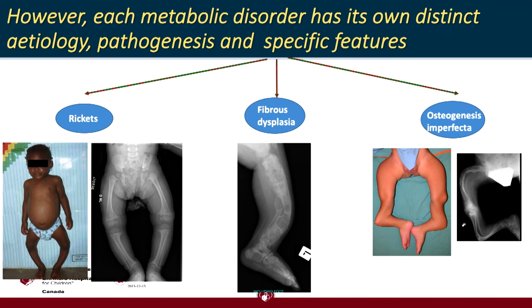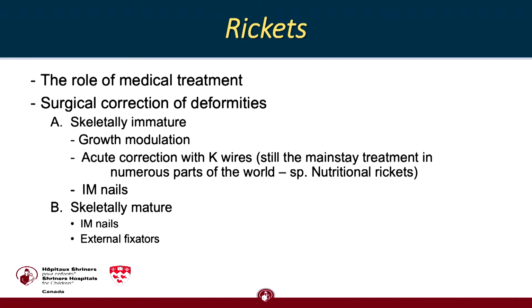So again, we're going to touch base on the three diseases here, and we're going to start with rickets. Rickets has a very good medical treatment, which depends on the cause. There are different types of rickets. We're not going to go through them today, but medical treatment usually works well and can correct deformities without surgery. Surgical options depend on many factors: the deformities we have, the patient's age, the bone itself, the diameter of the bone, the length, and many other factors.